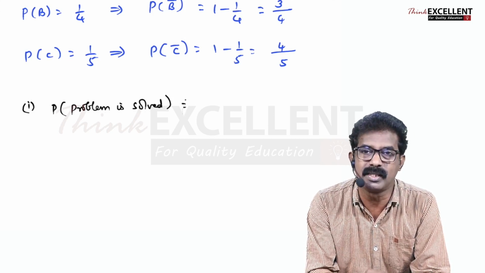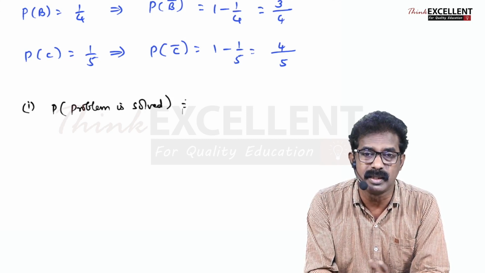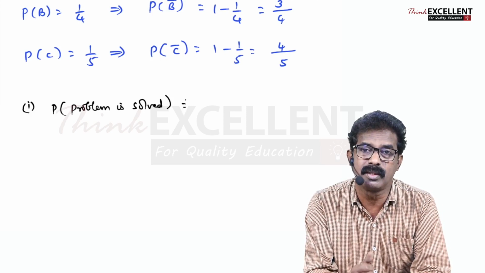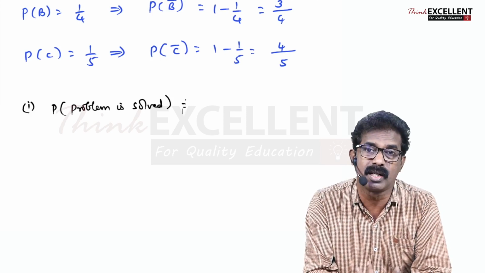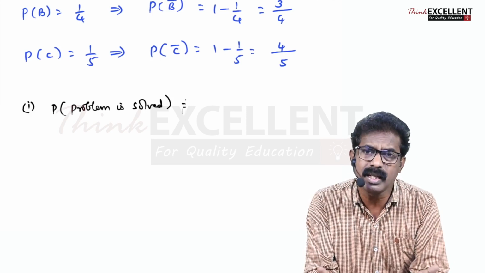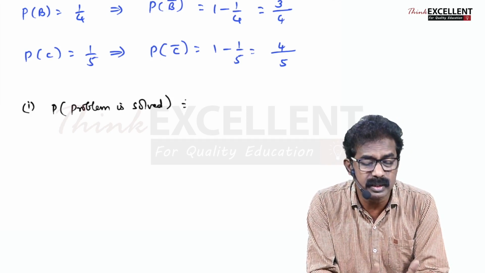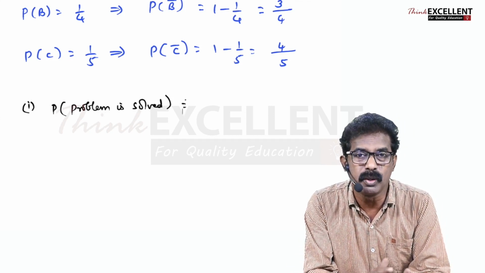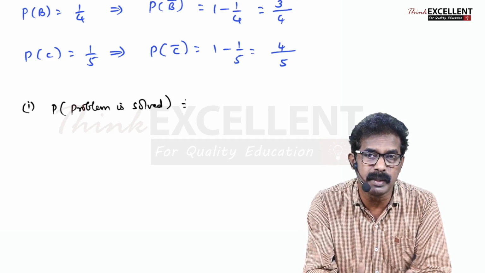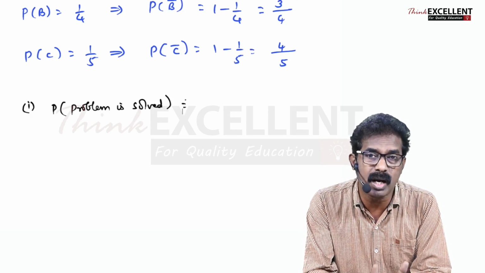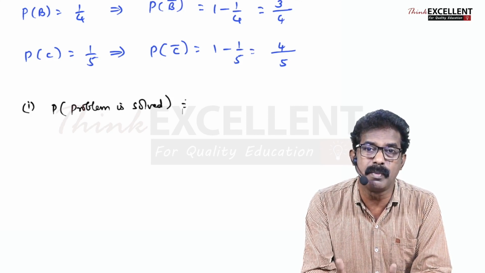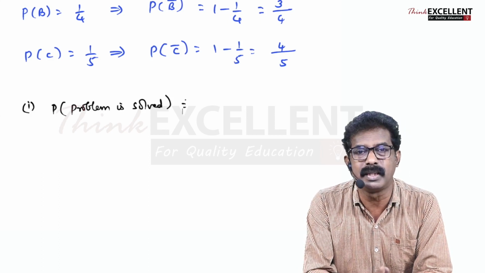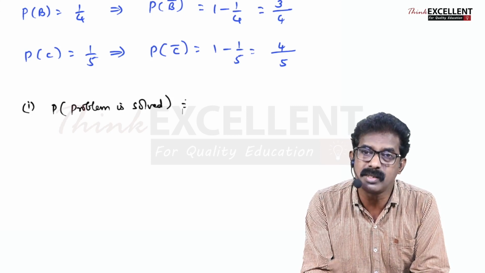Sometimes the first person, A, solved and the other two did not, but the problem is solved, right? A alone solved, or B only solved, or C only solved, or A and B solved, or B and C solved, or A and C solved, or all the three solved. In all the cases we say the problem is solved, right? It is not easy to find everything and add. So instead of that, we use the complement method. You know, P of A is equal to 1 minus P of A bar. So problem solved is equal to 1 minus its complement. What is the opposite of this? Problem not solved. So problem solved can be taken as 1 minus problem not solved.